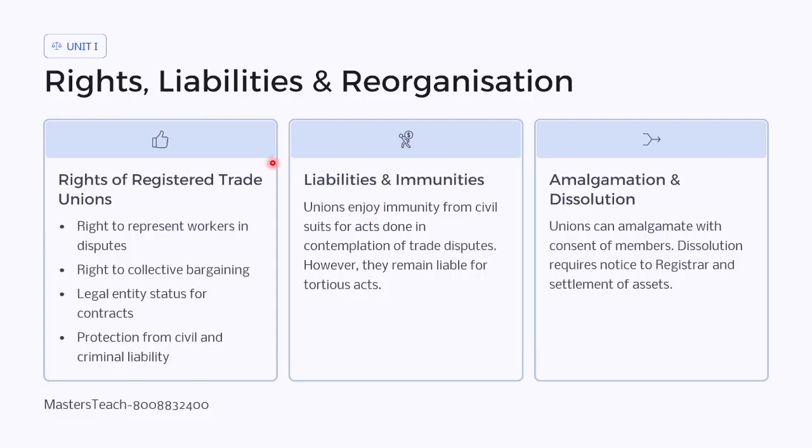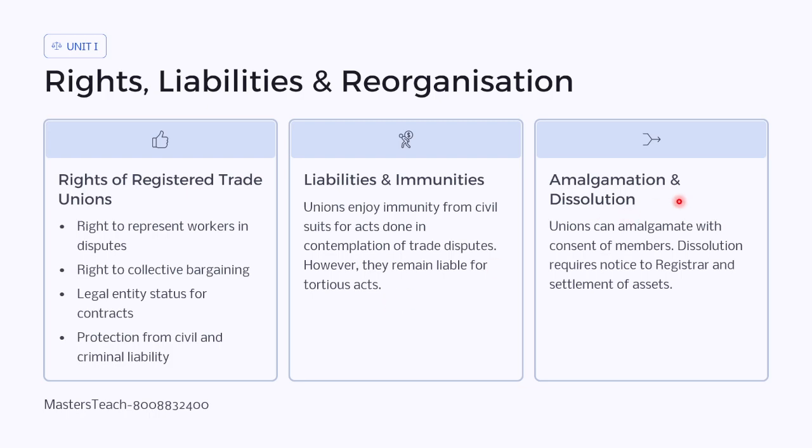So what are the rights, liabilities and recognition? Rights of a registered trade union: right to represent workers in disputes, right to collective bargaining, legal entity status to sue or contract, protection from civil and criminal liability. What are the liabilities and immunities? Trade unions enjoy immunity from civil suits for acts done in contemplation of trade disputes. However, they remain liable for tort acts.